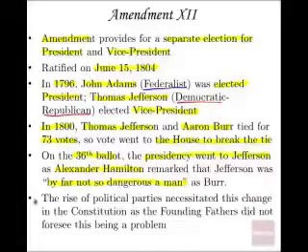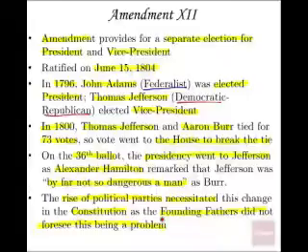So again, the takeaway from the 12th Amendment is that the rise of political parties necessitated this change in the Constitution, as the founding fathers did not foresee this being a problem. George Washington, even though he probably aligned more with the Federalists, never officially declared a political party. And again, a good mnemonic to use is the 12th Amendment made it so that you have a number 1 and a number 2 running for president. So you have a 1-2, 1-2 punch in the presidency.